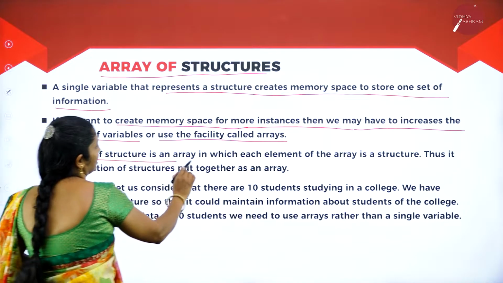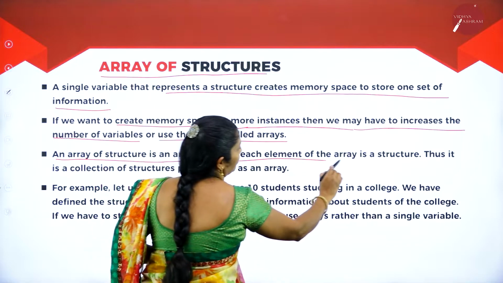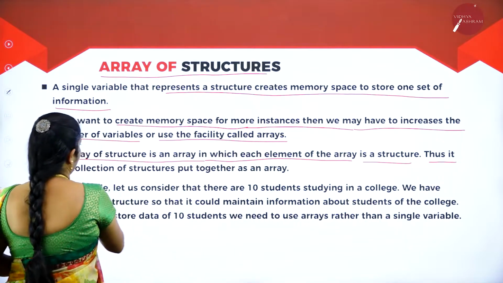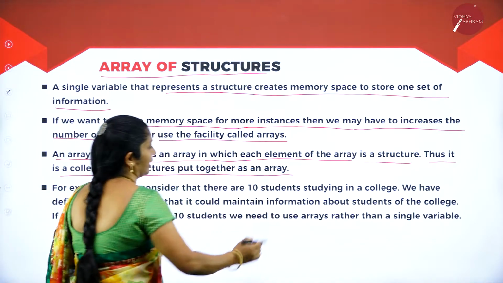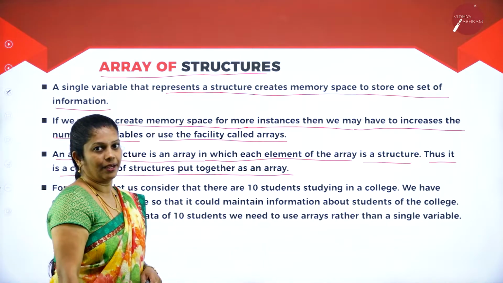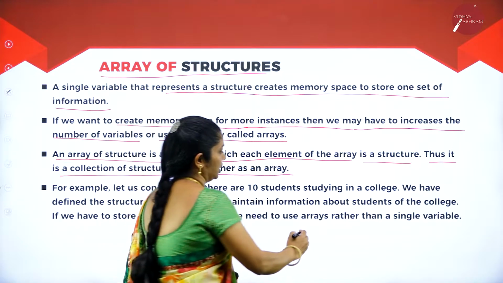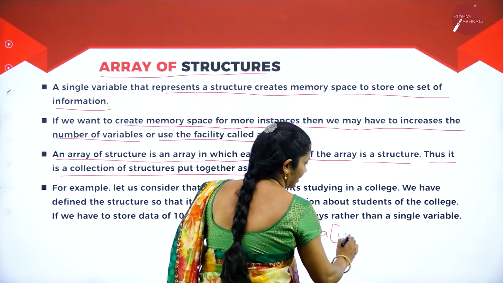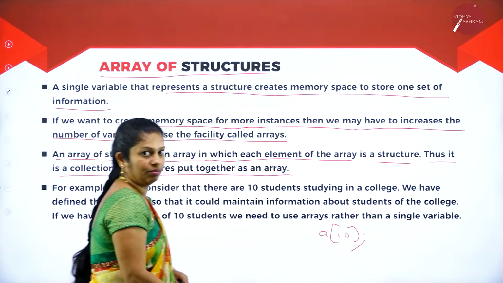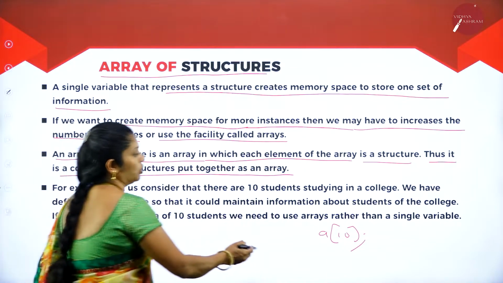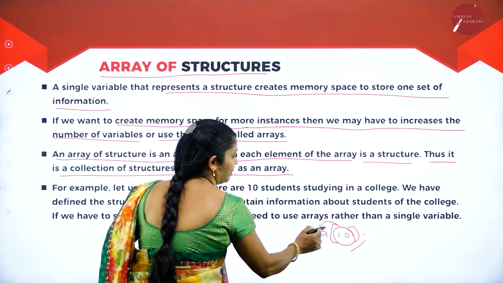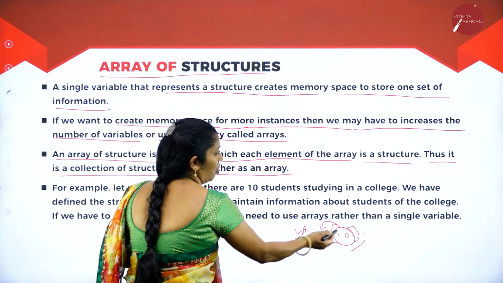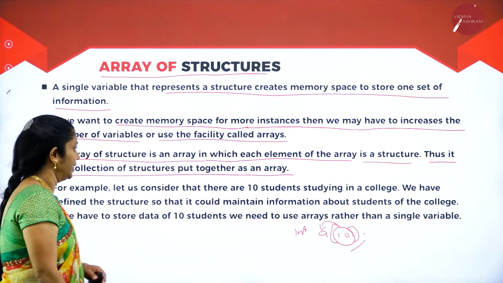An array of structure is an array in which each element of the array is a structure. Thus, it is a collection of structures put together as an array. Whereas when you come to just one variable, if I write a of 10, then it is 10 variables, is it not? Here I can store 10 elements of the same data type. For example, if I write int, then all the 10 variables are of integer data type.